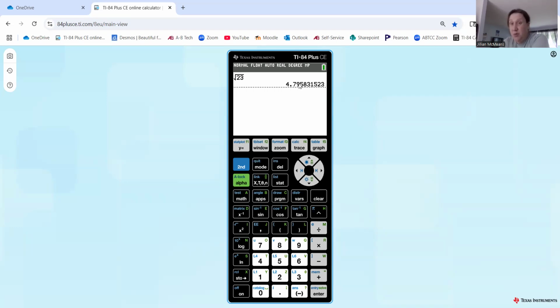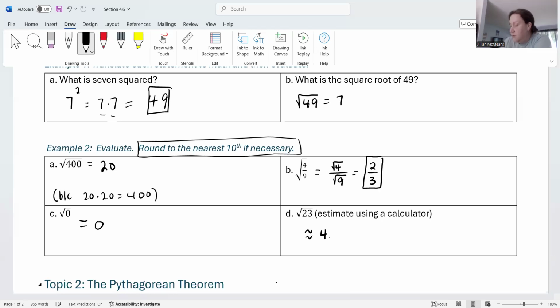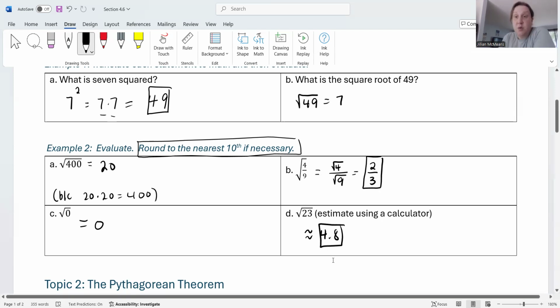So the place we're going to round to that's in the tenths place is this 7. To the right of that, I have a 9, which tells me to round up. So I'm going to say this is approximately 4.8. Okay. So when you have those non-perfect squares, you're going to have to use a calculator to estimate them. Okay.